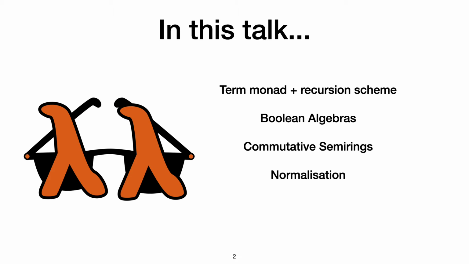We will look at free monads to represent logical queries and a recursion scheme to interpret them. We will also have a look at algebraic structures such as boolean algebras and commutative semirings for interpreting such queries, and we will also have a look at some popular normalisation techniques.